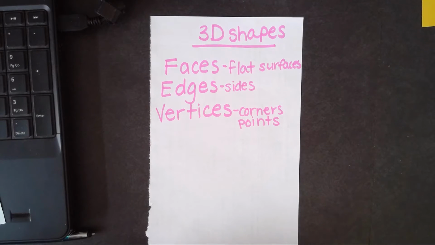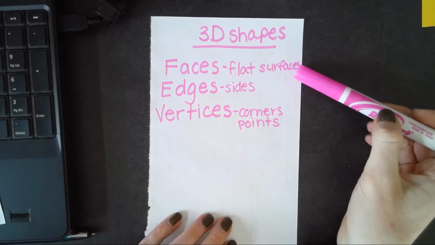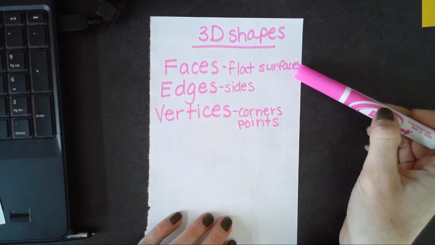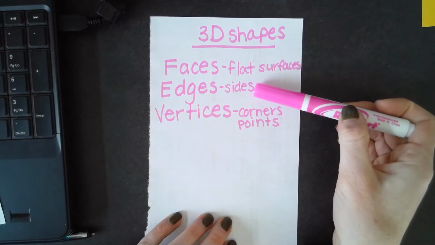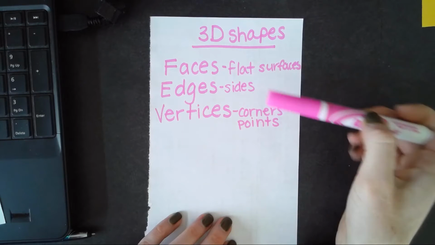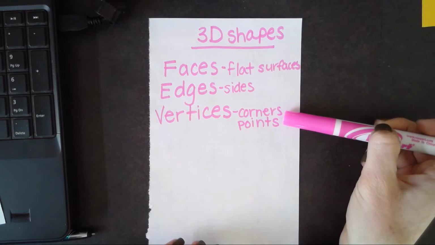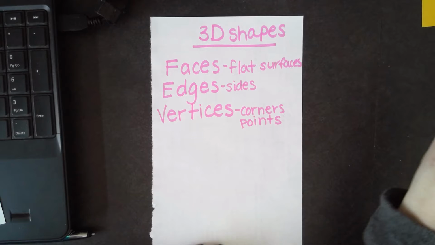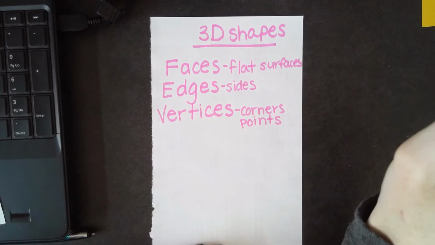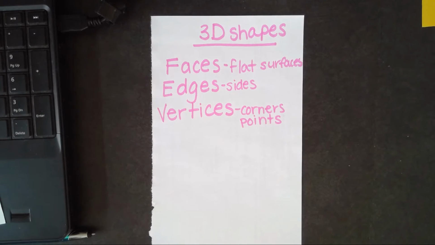So remember, the faces are the flat surfaces of the shape. The edges are the sides of the shape, like the long straight lines. And the vertices are the corners or points on the shape. Okay, so after you draw some of those shapes, go ahead and talk about some of the attributes of the shapes that you drew.